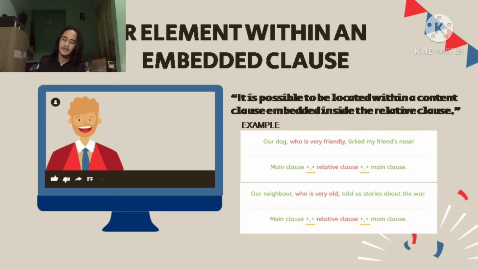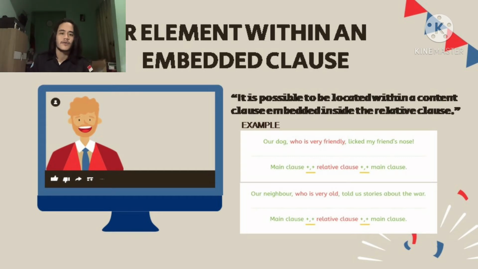And the next example: "Our neighbor, who is very old, told us stories about the war." Our neighbor is the subject of the main clause. Who is very old is the relative clause. Told us stories about the war is the verb and the object of the main clause. So: our neighbor, Thomas, who is very old, Thomas told us stories about the war.